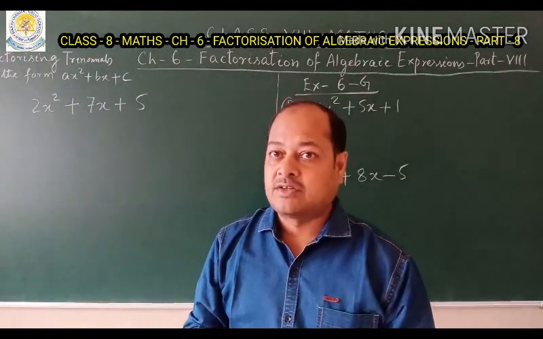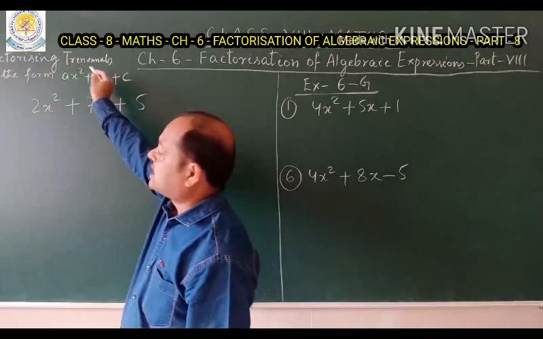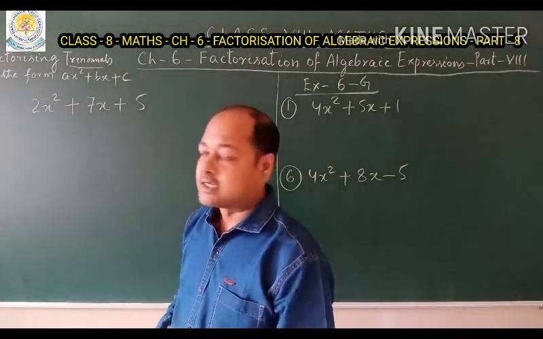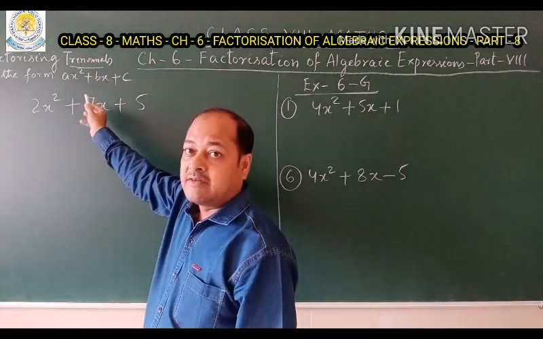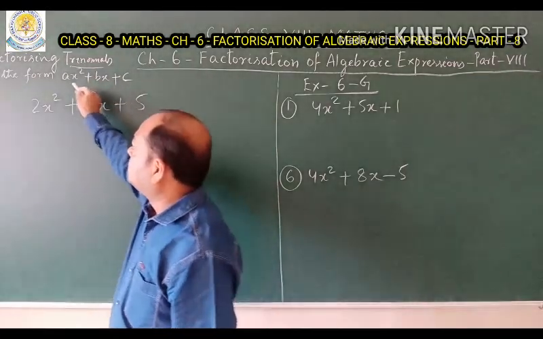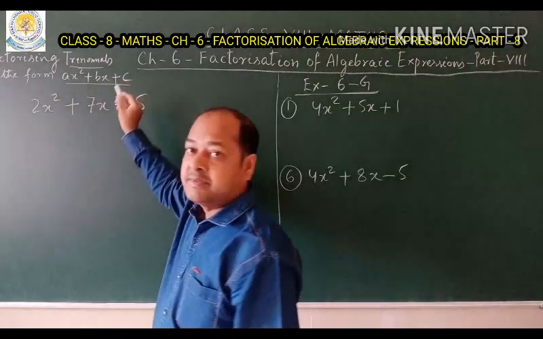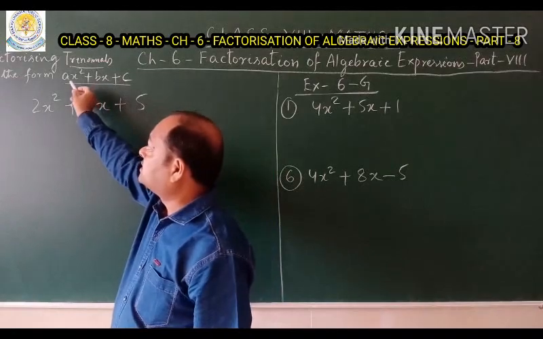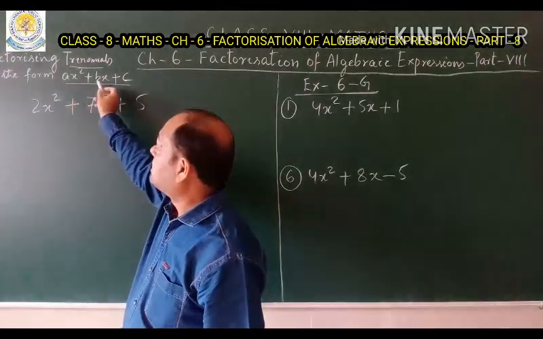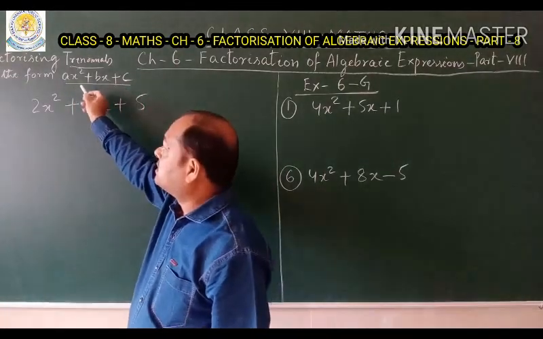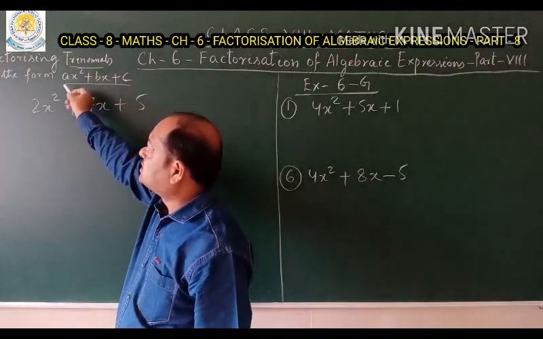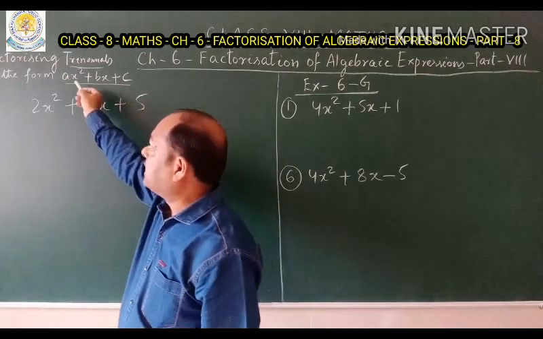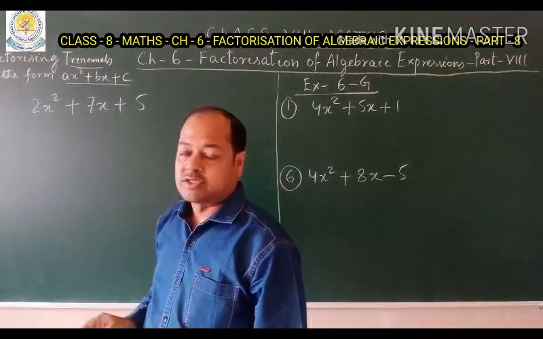Okay, so let's start with the concept. Factorizing trinomials, as you know, trinomials means how many terms are there? 3 terms are there. So again you have to factorize in the form ax square plus bx plus c. In the last video I told that it is in the form x square plus bx plus c. Today it is trinomials in the form ax square plus bx plus c. So here a is multiplied with x square, that is the first term.